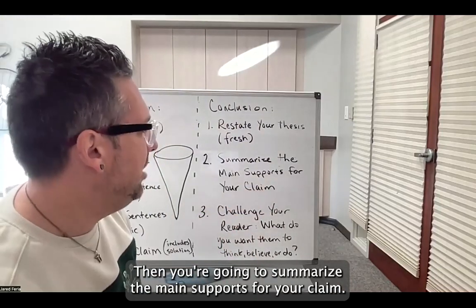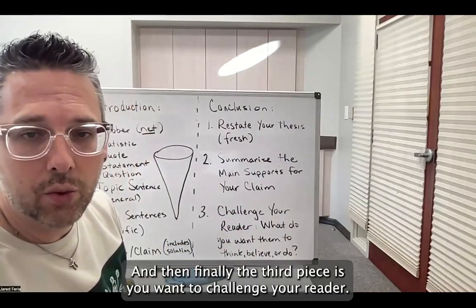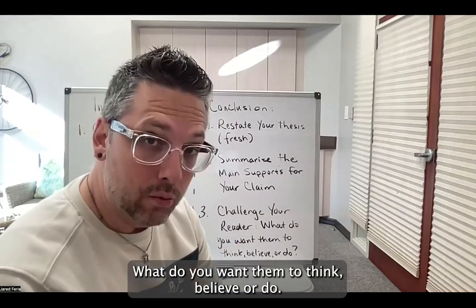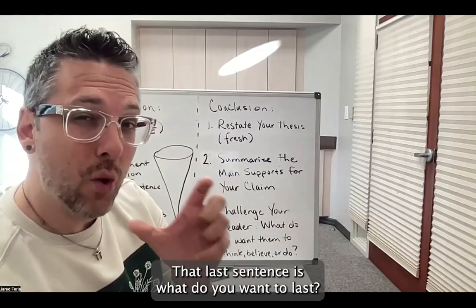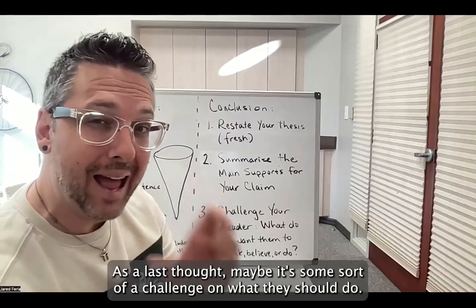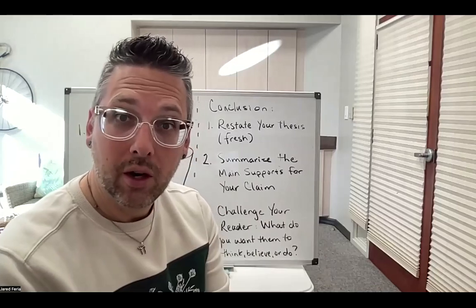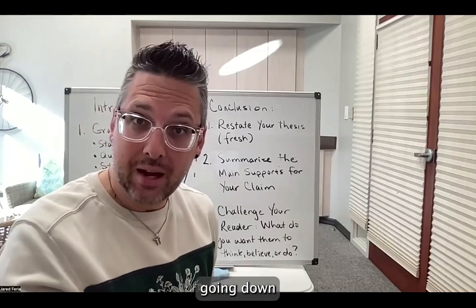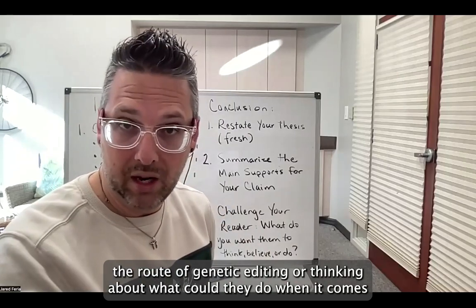Then you're going to summarize the main supports for your claim. And then finally, the third piece is you want to challenge your reader. What do you want them to think, believe, or do? So think about that when you're writing your conclusion. That last sentence is, what do you want to leave that reader with as a last thought? Maybe it's some sort of a challenge on what they should do. So if you're writing about genetic editing, maybe you want your audience to rethink going down the route of genetic editing or thinking about what they could do when it comes to genetic editing.